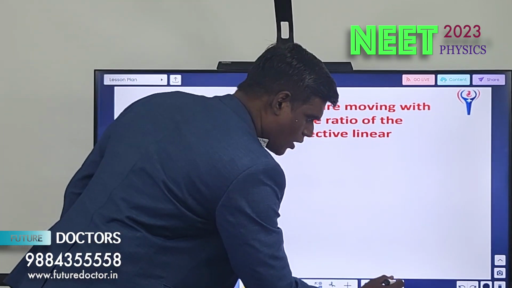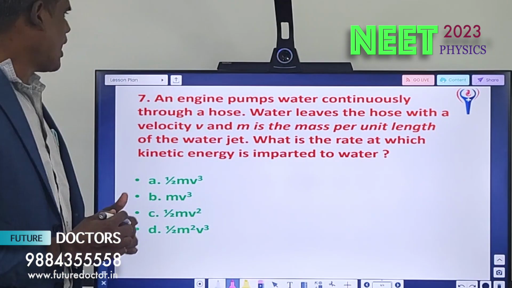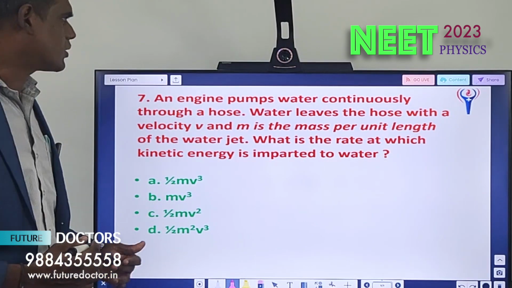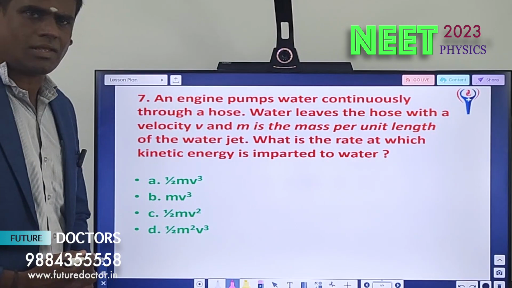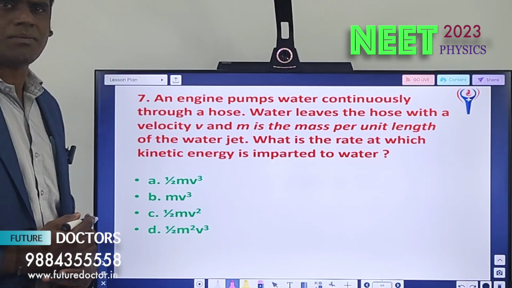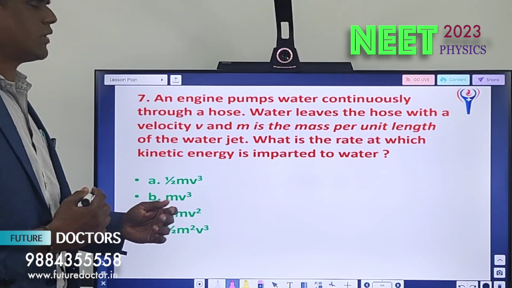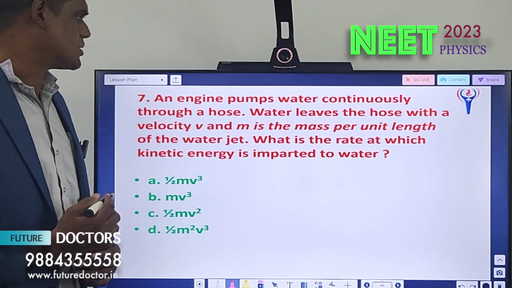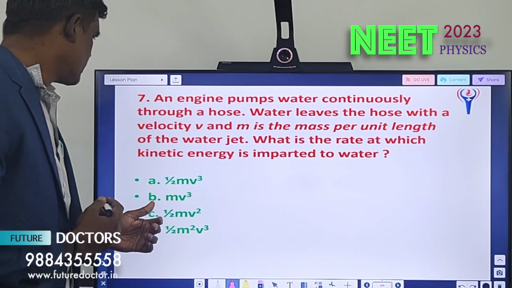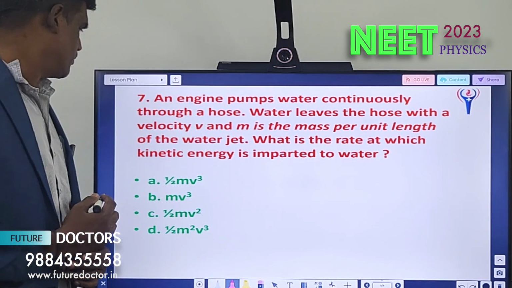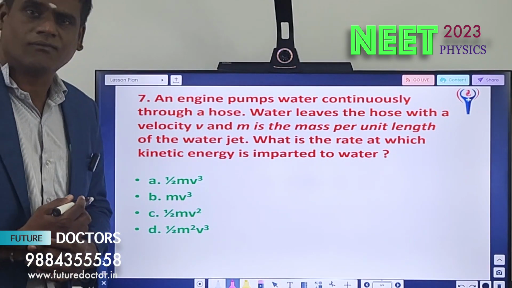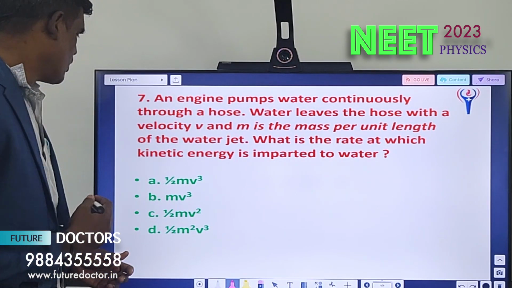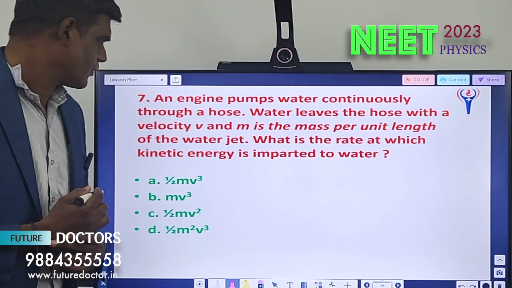Let's move to the last question, 7th question. An engine pumps water continuously through a hose. Water leaves the hose with a velocity v, and m is the mass per unit length of the water jet. What is the rate at which the kinetic energy is imparted to water? Option A half of mv cube, B option mv cube, C option half of mv square, D option half of m square v cube.